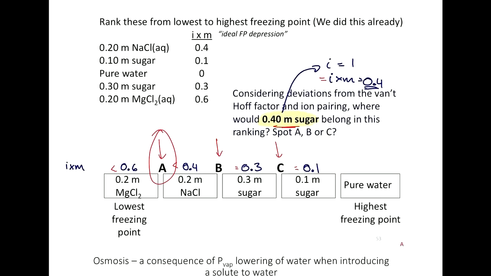And then we could rank all of these for boiling point elevation as well. They would just be reversed, where pure water would have the lowest boiling point, magnesium chloride would have the highest boiling point. Because in that case, we're using the same basic equation where it's I times M times a constant, but it's boiling point elevation. All right, so that's freezing point depression.